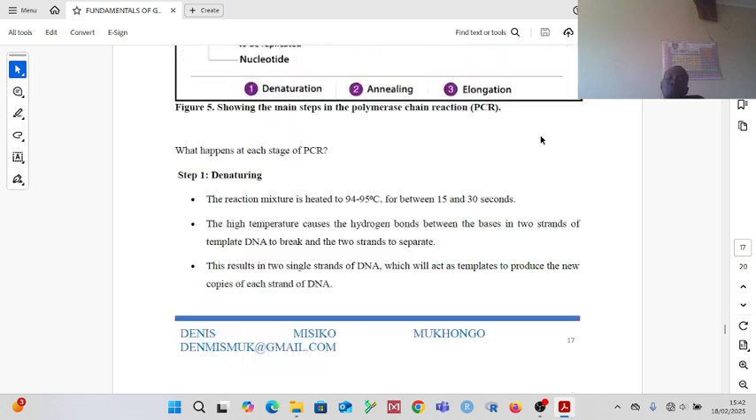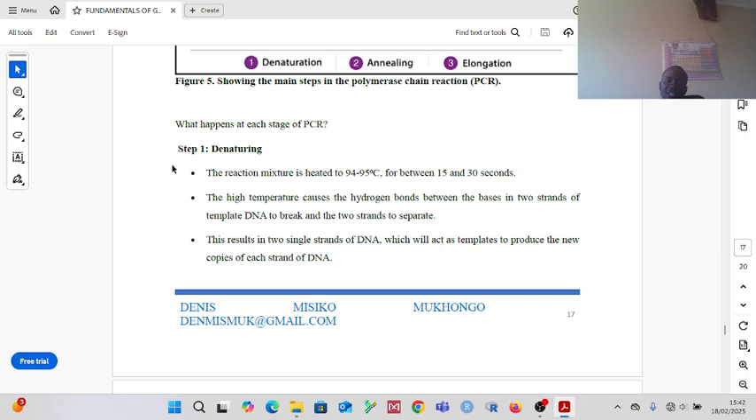From page 17, we now discuss exactly what is happening in each of the 3 stages, though this one I've already explained to you. In denaturing, you are just heating that mixture. The mixture will have your DNA of choice, your DNA region of interest, the Taq polymerase, the DNA nucleotide bases, the primer, and the buffer. The 5 most important ingredients for PCR.